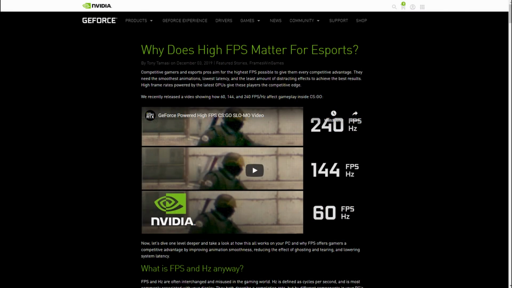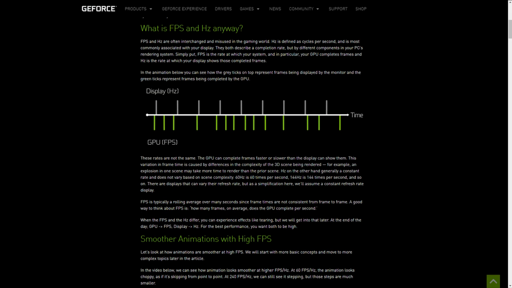The last thing to go over is high refresh rate monitors. Standard monitors or TVs have a refresh rate of 60 Hz, which means they display a maximum of 60 frames per second. The most commonly found refresh rates are 60, 75, 144, and 240.